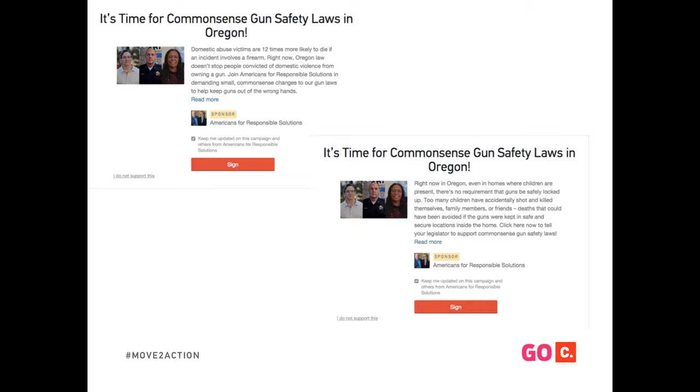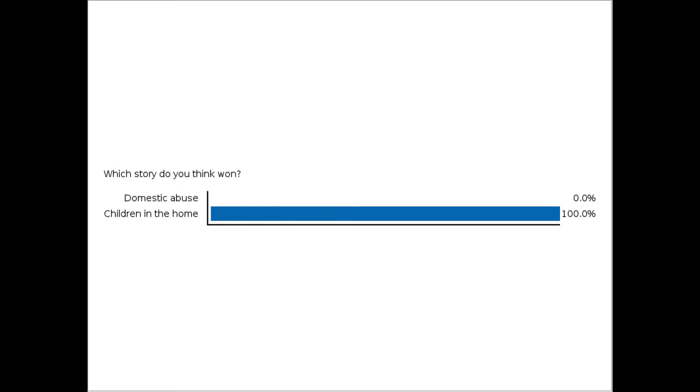They're just framed differently. One is about domestic abuse victims, and so keeping guns out of the hands of their abusers. And the other came from the perspective of the safety of children in their homes. So ultimately, it's the same campaign, you're asking the Oregon State House to achieve the same goal. It's just framed in a different way. So I'm actually curious to know what everyone on the call thinks won. So they had these two different angles. Do you think that the campaign that was about domestic abuse resonated more, or do you think it had to do with children in the home?